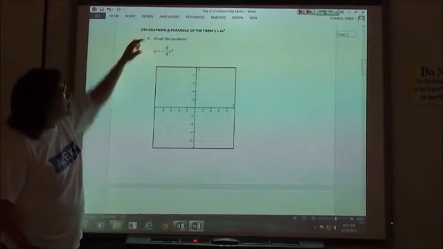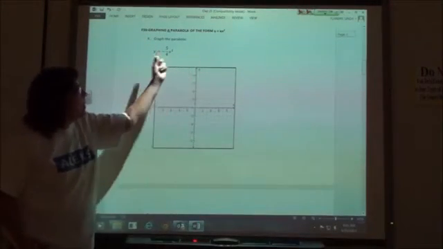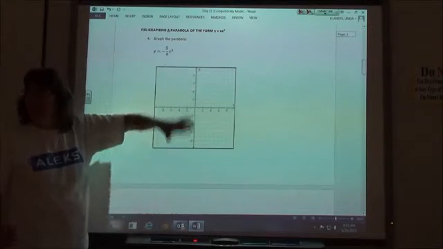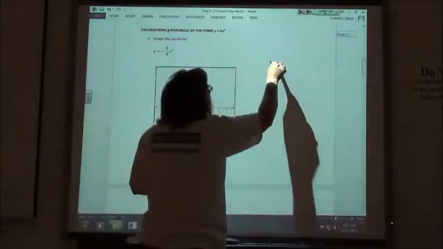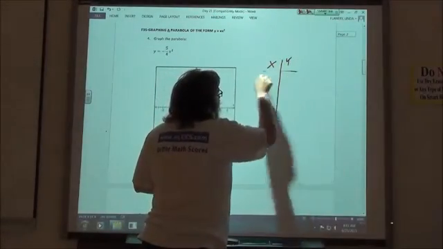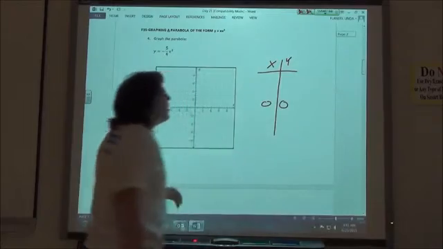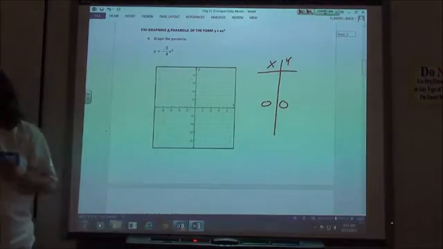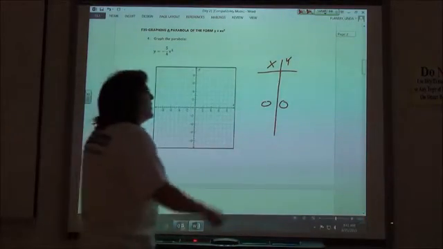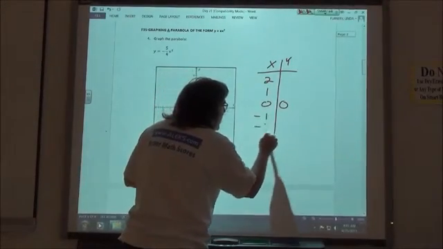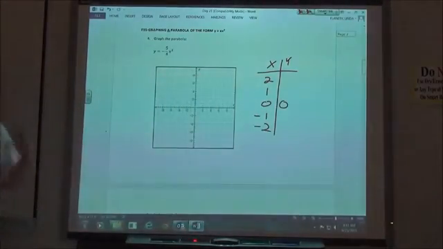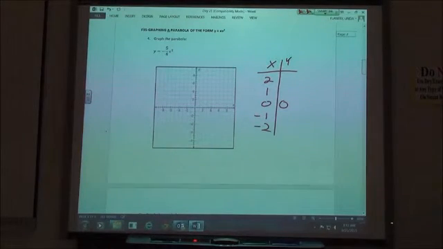If it has a positive coefficient, it's going to curve up. If it has a negative coefficient, that flips it across the x-axis, so it goes upside down. But basically, they're just going to have you make a table knowing that your vertex is going to be at 0, 0. They're going to have you put 2 points on each side of that. So in the table, they'll just have you do 2, 1, 0, -1, and -2, and find those values by substituting them in and then solving.